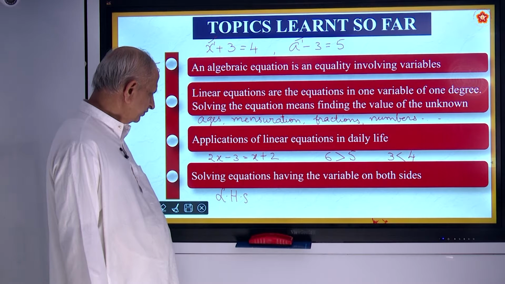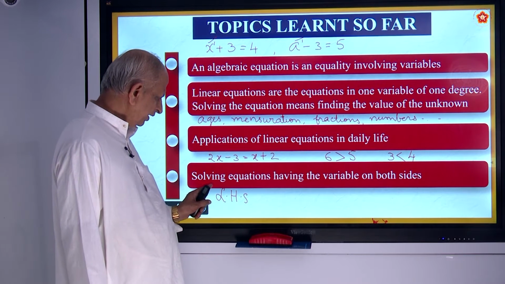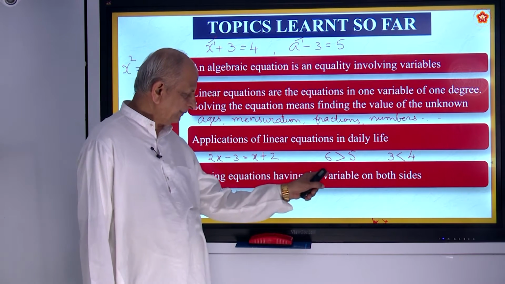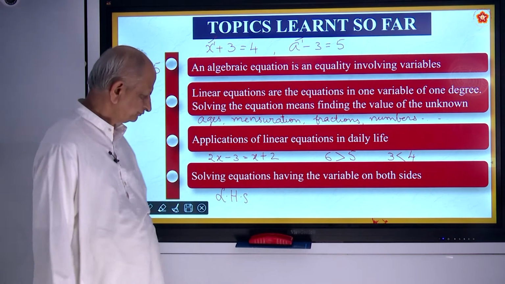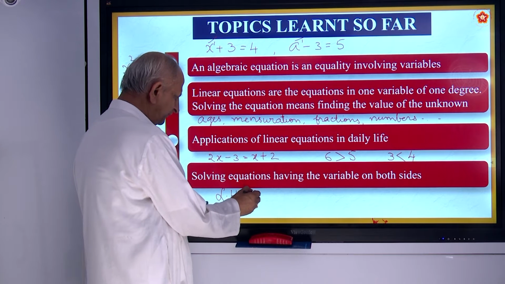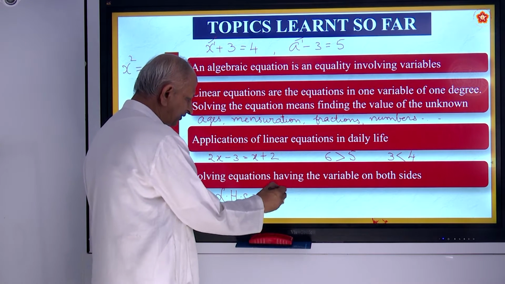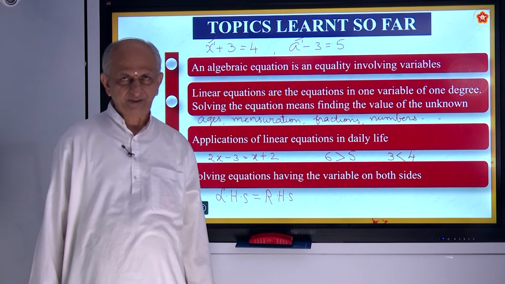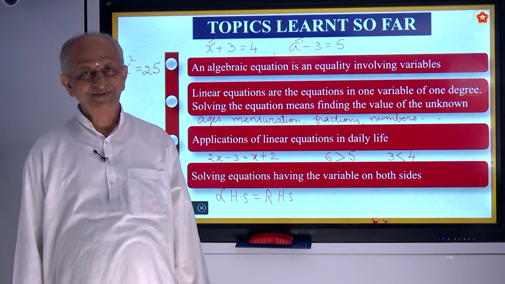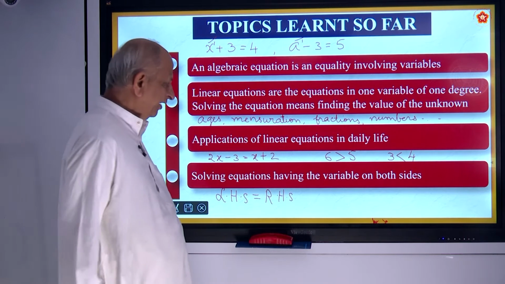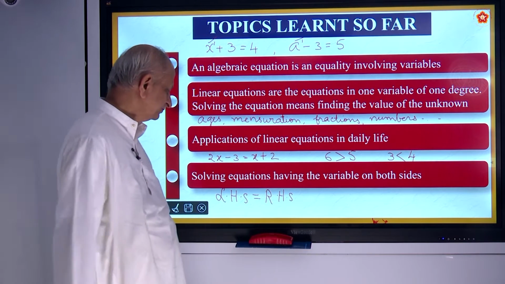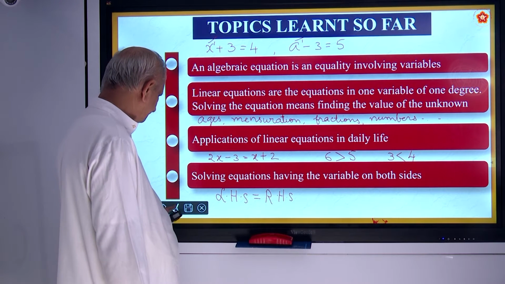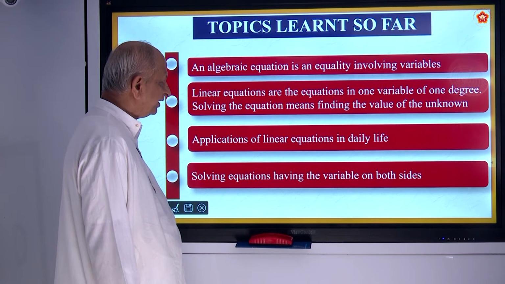Okay. So we have already seen equations having variables on both sides, like this: left hand side and right hand side, RHS is called right hand side. All the problems on any equation should be verified. That is called checking of an equation. After getting the answer, you have to check the results by comparing the left hand side and the right hand side. So this is all what we have studied so far.